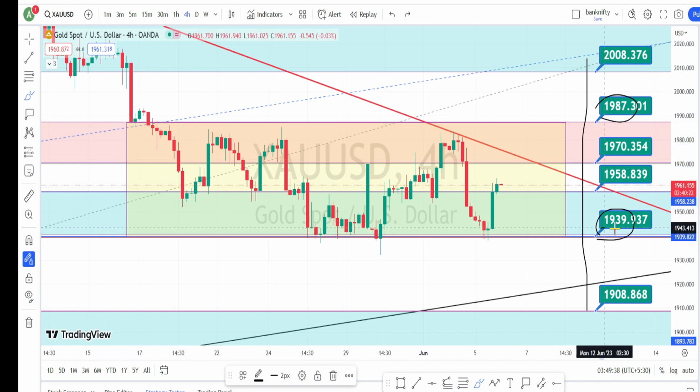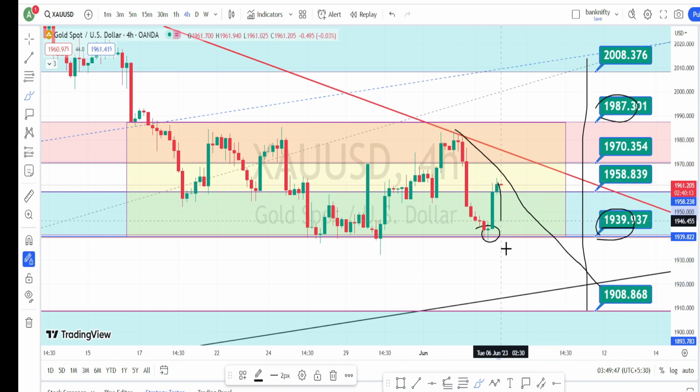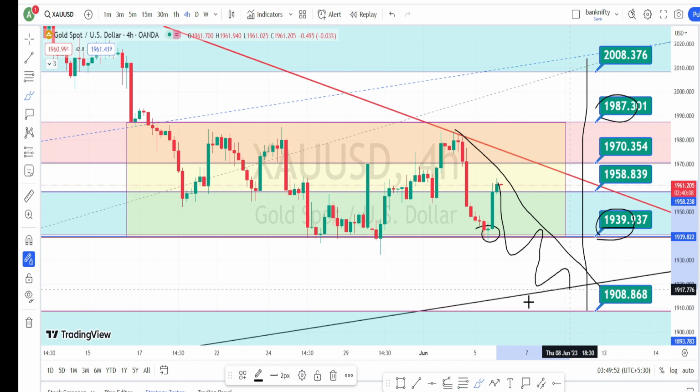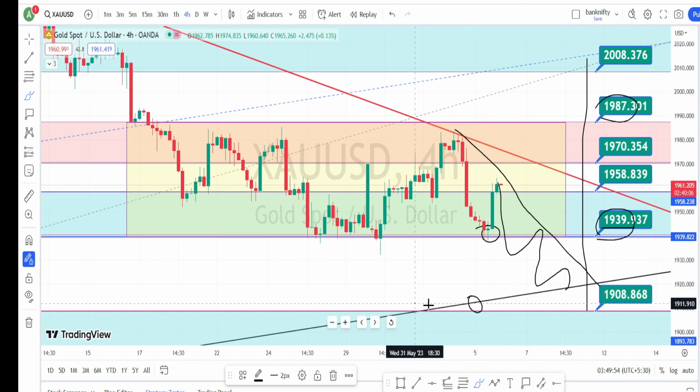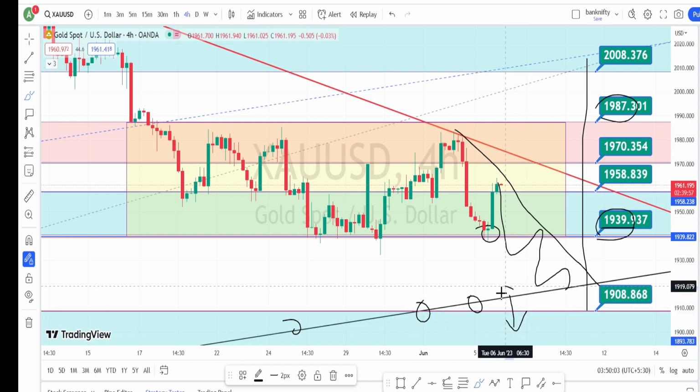This level of 1939 is currently acting as a very strong support. Once the price action gives a breakout from this support level, we can expect the bearish trend to continue in 4 hours time frame, and we can expect it to take support on the daily time frame trend line or the support line. And only when the price action gives a breakout from this daily time frame support line, we can expect the further continuation of the bearish trend in 4 hours time frame.